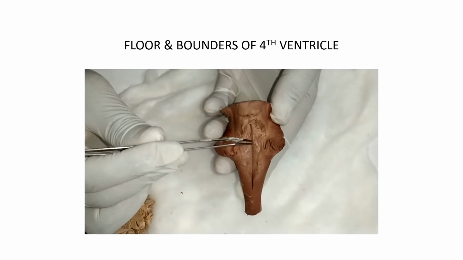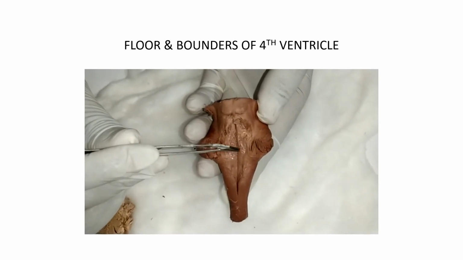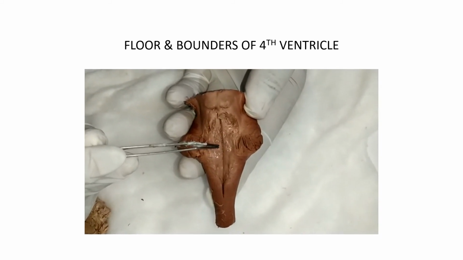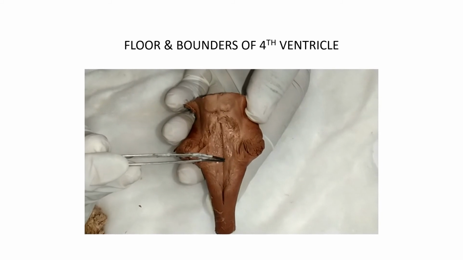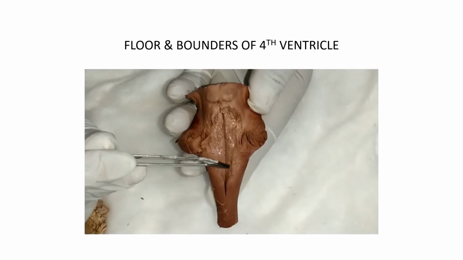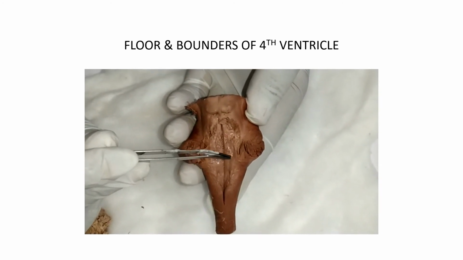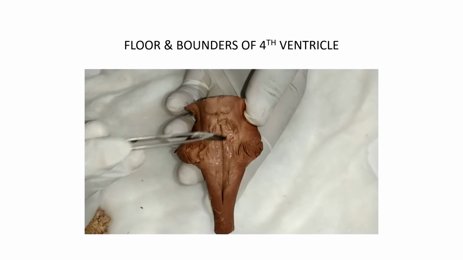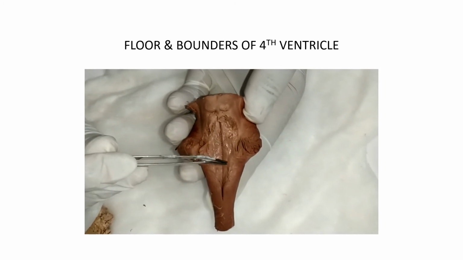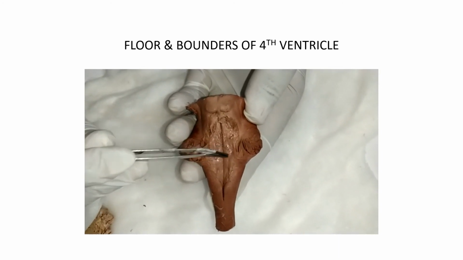The two symmetrical halves. On each side of the median sulcus is a longitudinal elevation that is called the medial eminence. Over here, this is the medial eminence. Laterally, it is bounded by another sulcus, this one, which you can appreciate over here. This is the sulcus limitans, which divides each half of the floor into two areas, the lateral and the medial area.